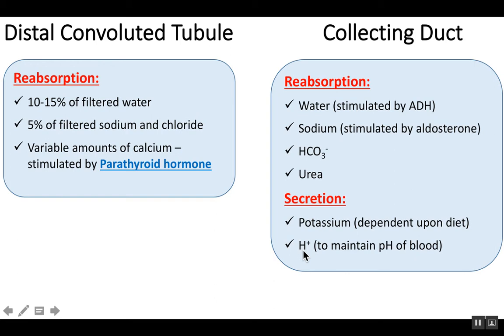So you'll notice your collecting duct is the target of two hormones, ADH and aldosterone, and it's very important in regulating pH because it is the major region to reabsorb bicarbonate and eliminate hydrogen ions.